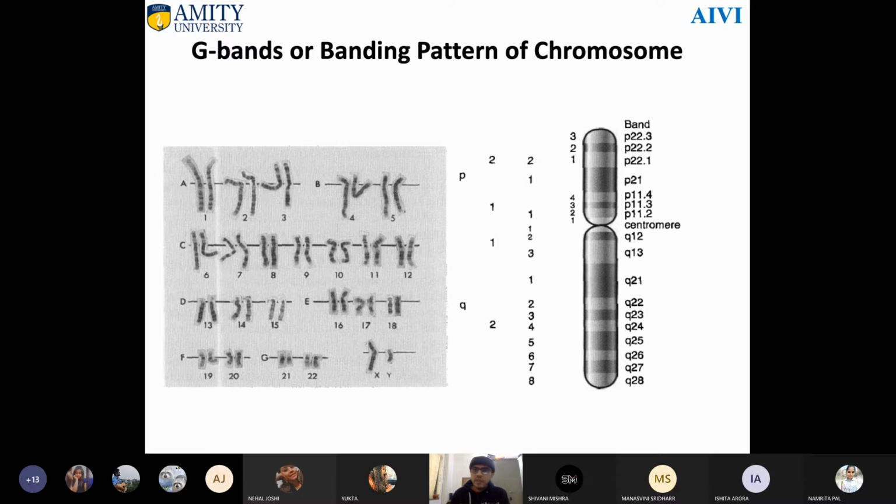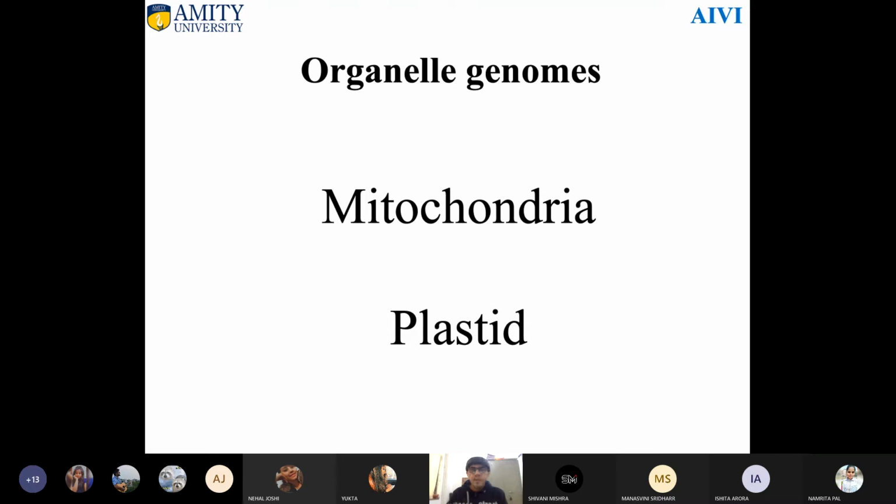Okay, so this banding pattern is called the G band. G stands for Giemsa. When you stain your chromosome with Giemsa, it will give you a banding appearance, so they call them G bands. Okay, so this is about the chromosomes, and now we move to the last part of this module, that is about the organelle chromosome, that is the mitochondria and plastid.